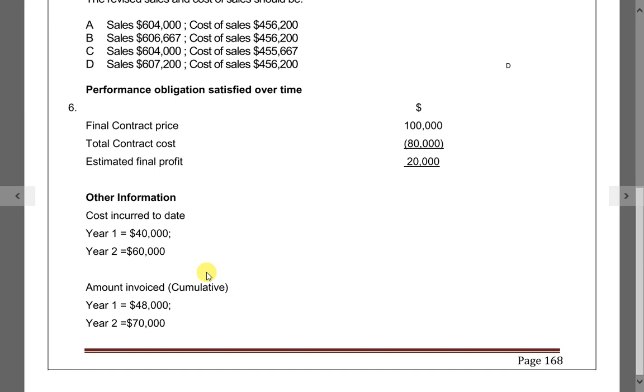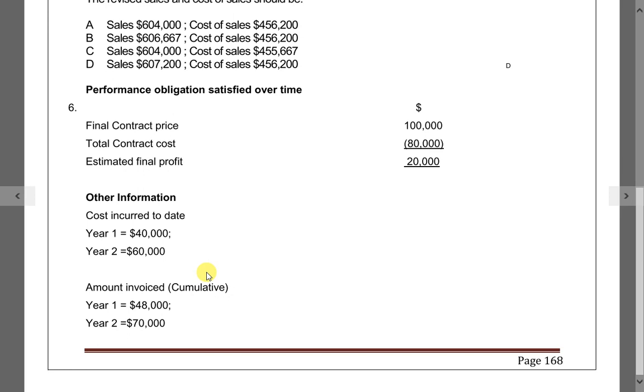Meaning if you look at here, cost incurred to date, year 1 40, year 2 60. Means year 2 I incurred how much? I incurred 20. Year 2 itself I incurred 20, because it is cost incurred to date. Until now is 40, until now is 60. Means year 2 I incurred another 20. So for amounts invoice, cumulative also, I bill them 48 in the first year, cumulative. Year 2, I bill them cumulative 70. Means in year 2 itself, I bill them 22.